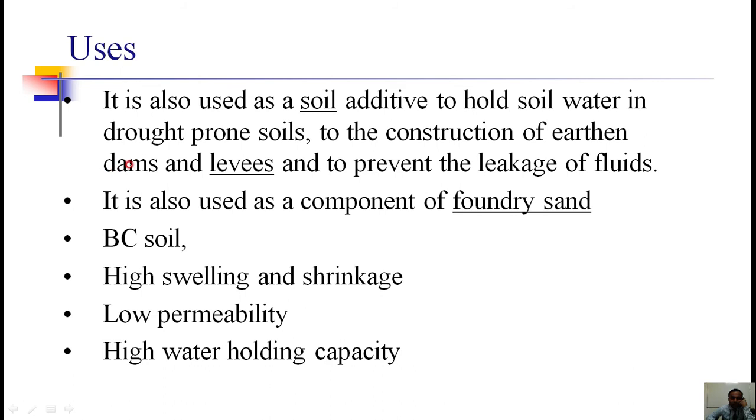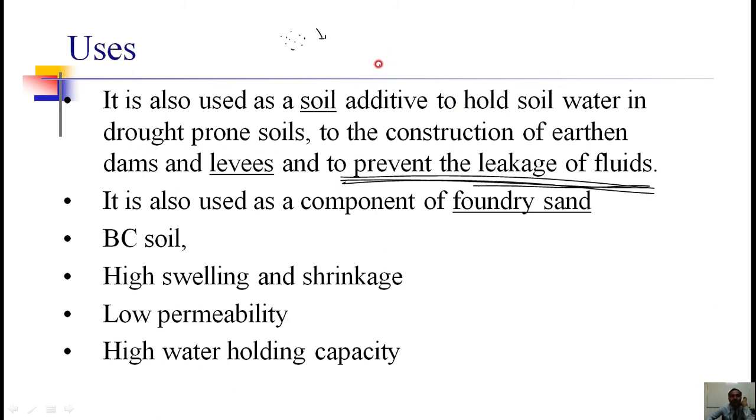Uses are, it is also used as a soil additive to hold soil water in drought prone soils, to construct earthen dams and levees, and to prevent leakage of fluids. Why? Because these particles are very small in size and the pore size will be very small. When pore size is very small, you can use it as a proof for leakage, that is, to prevent the leakage of fluids. It is also used to hold water in drought prone areas.